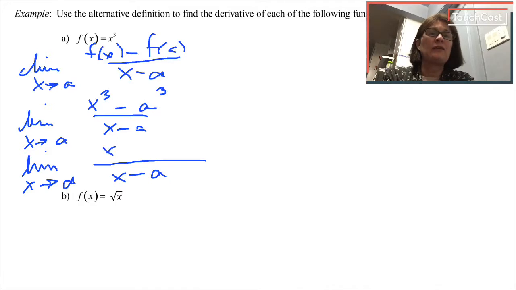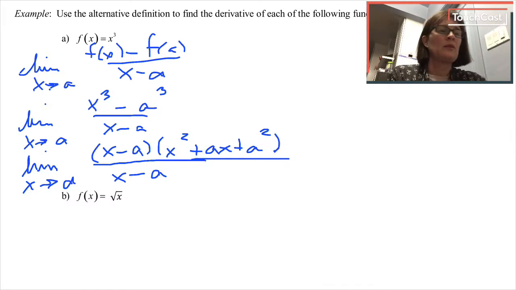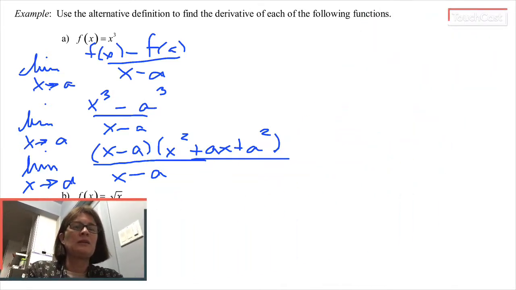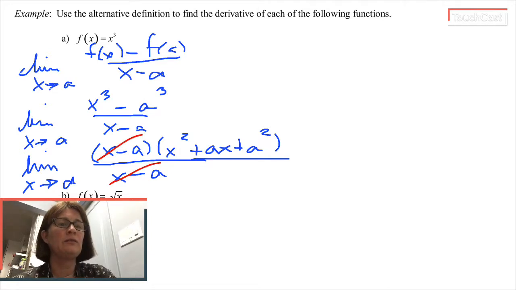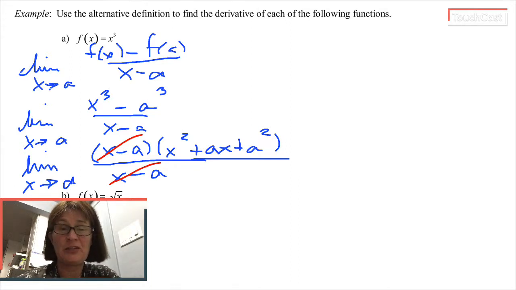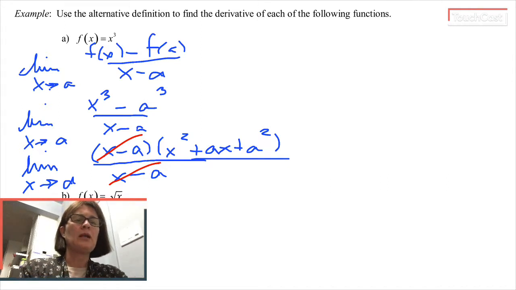x cubed minus a cubed factors as x minus a times the quantity x squared plus ax plus a squared. I'm going to move out of the way and come up to the top of that next column there. So that's great news, because watch what happens: my x minus a factors cancel. That's the second time this year that a sum or difference of cubes pattern has come up. It's good to remember. So if you didn't remember it, you might do a little practice on it.